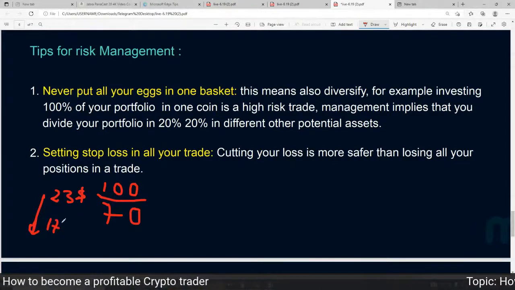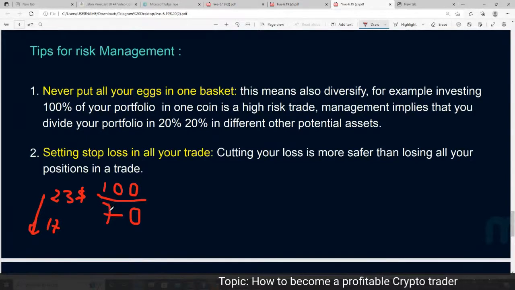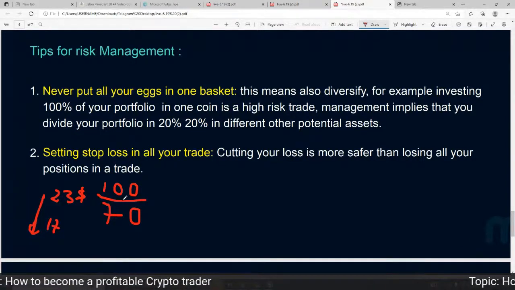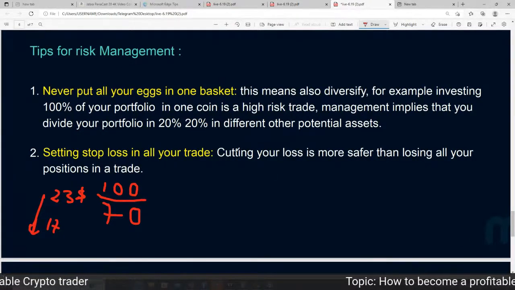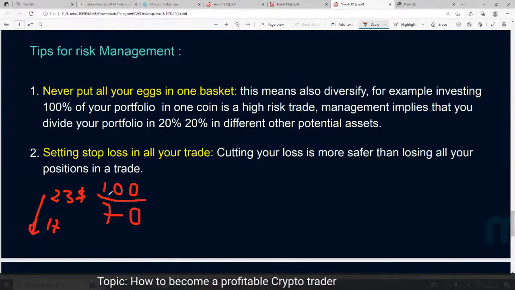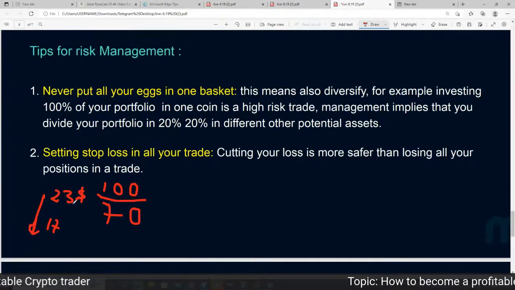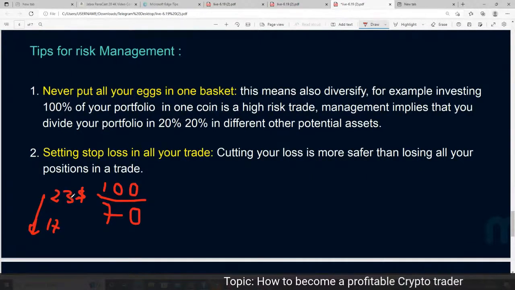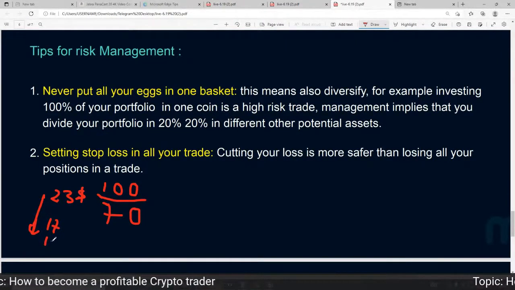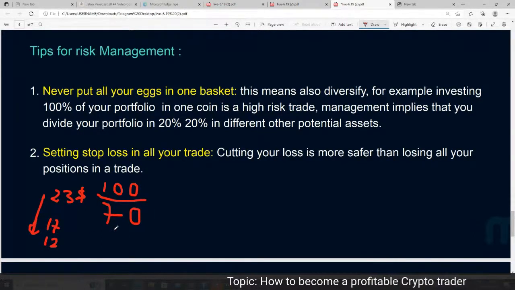So now, ApeCoin falls to $17. Kule's portfolio now remains $70. Okay. Kule said, "No, I am not going to close this trade. I will wait for ApeCoin to go back to $23." All of a sudden, ApeCoin dropped to $12. Kule's portfolio now remains $50.